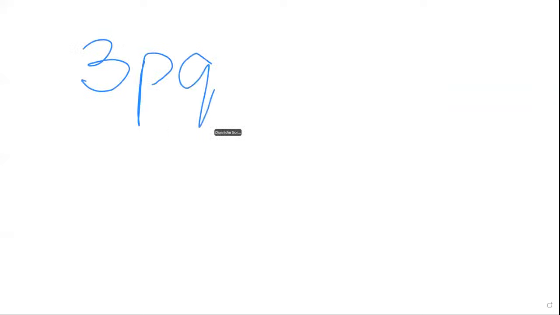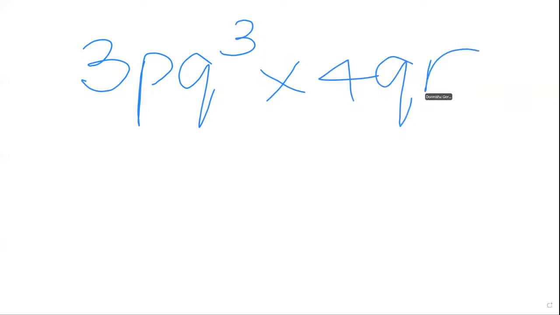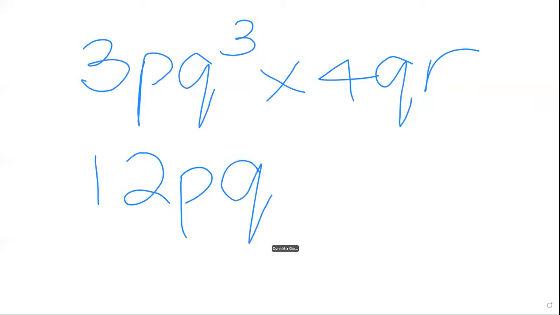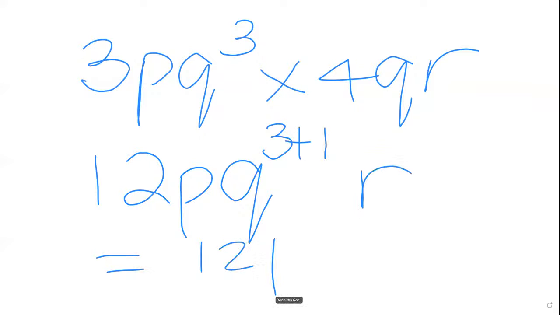We move to question number 4. Feel free to go back and write those questions, pause the video and write the answers. 3pq cubed times 4qr. 3 times 4 gives us 12. We have p not being multiplied by any other p, so it's just p. And then we have q cubed, and times q to the first, so we add the powers. And then we have r. So the final answer is 12pq to the 4th power r.